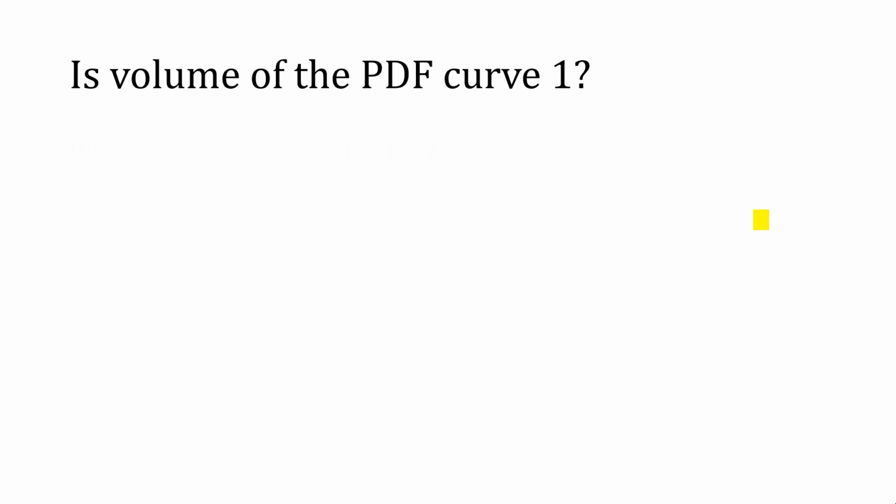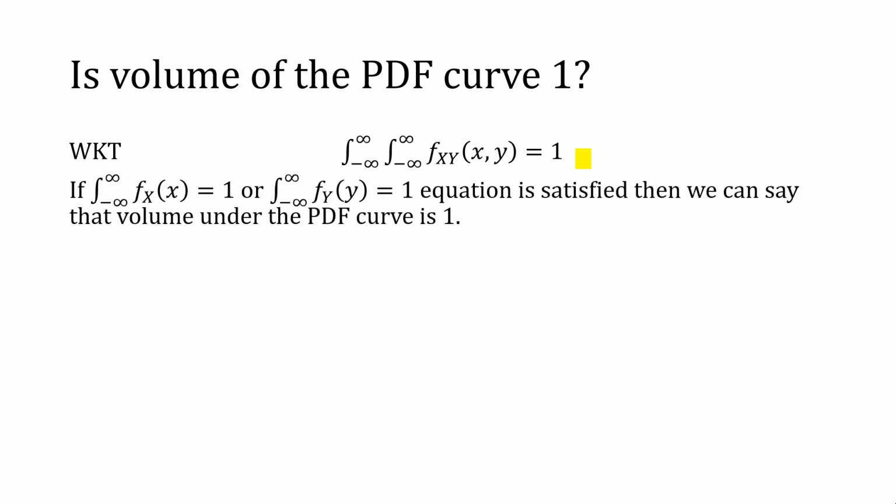Is volume of the PDF curve 1? We know the property of a bivariate PDF: volume in the bivariate PDF is always 1. To satisfy this equation, you have to take fx of x or fy of y and integrate it over the range minus infinity to plus infinity. If it equals 1, then these conditions hold good.